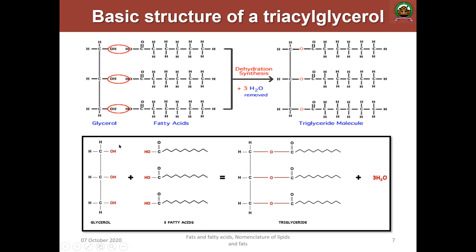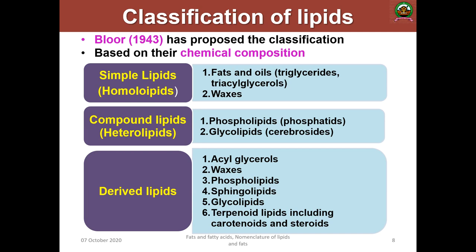Generally the glycerol combines with the fatty acid. So what will happen? First a monoglyceride will be produced, then one more fatty acid will combine and water will be removed, that is a diglyceride. Then in the third step, one more water molecule will be removed, and then it is a triglyceride. It's a stepwise process. So that is an excellent example of fats. And this we have already discussed.